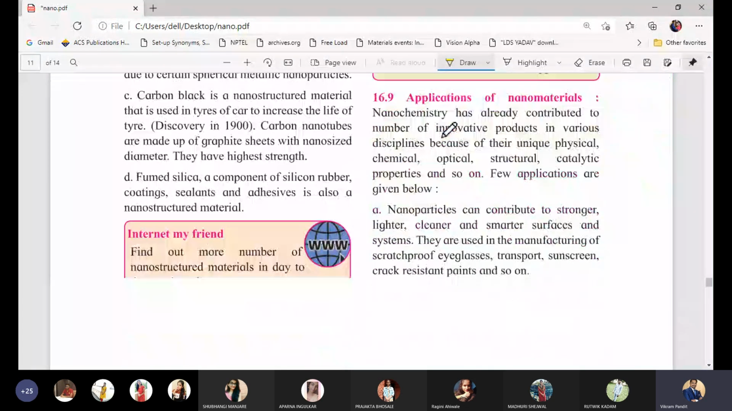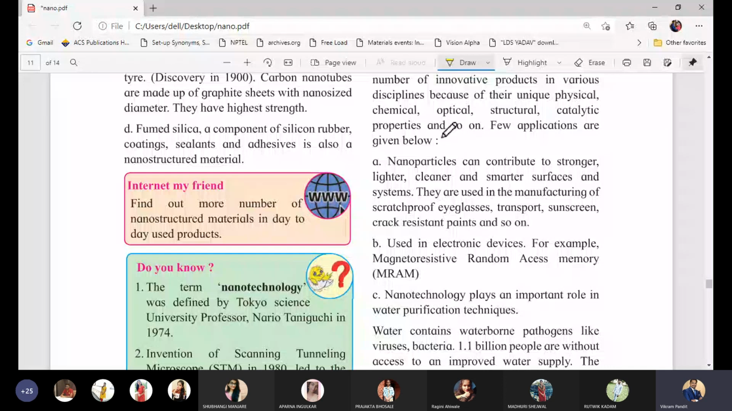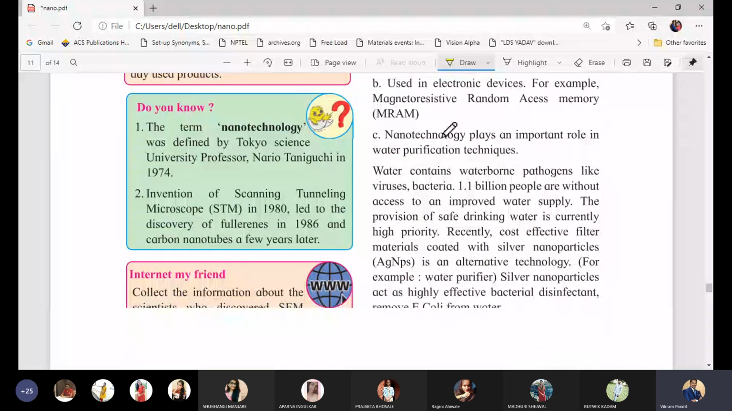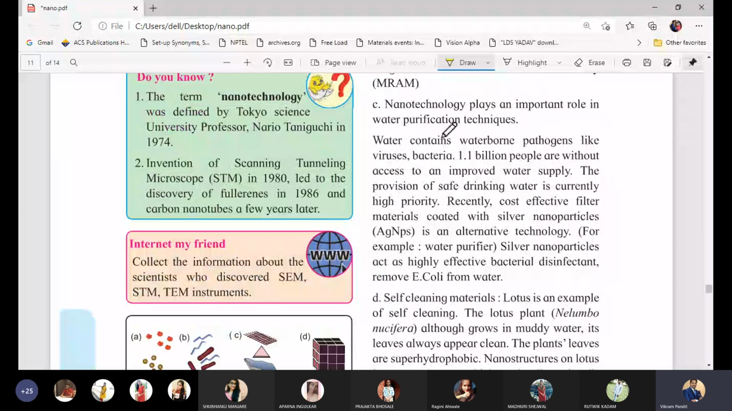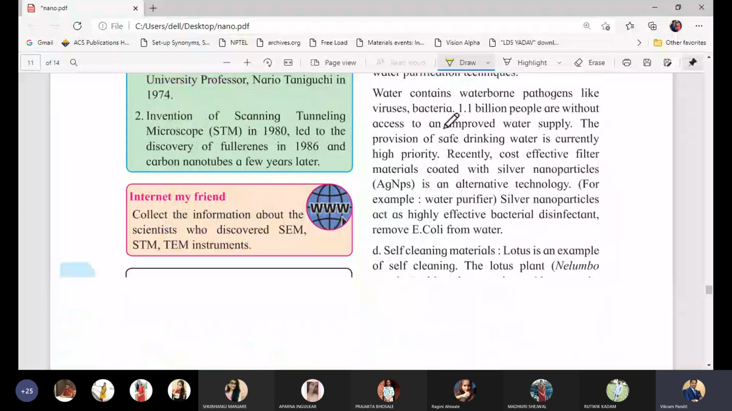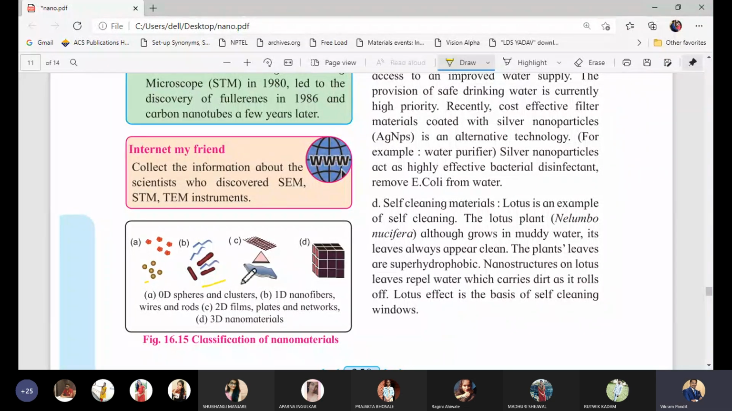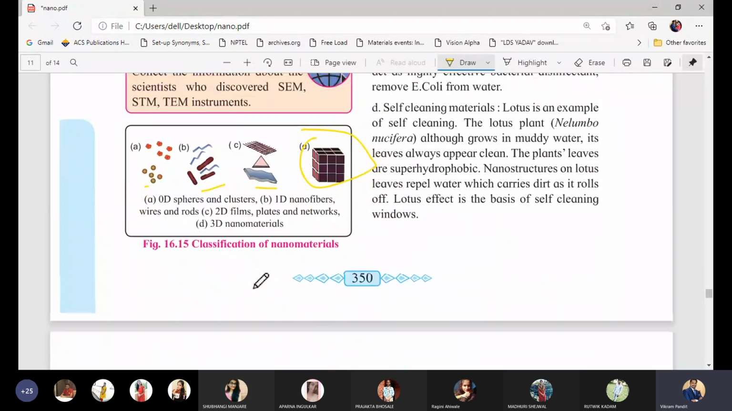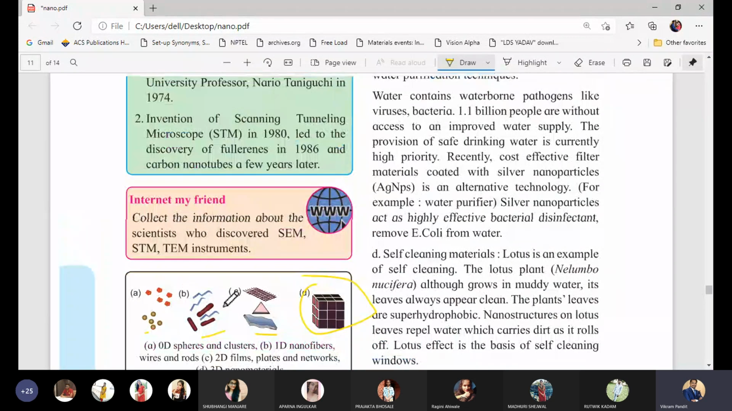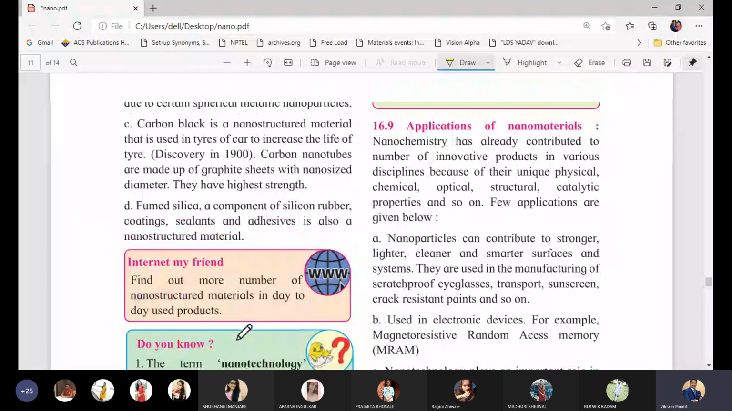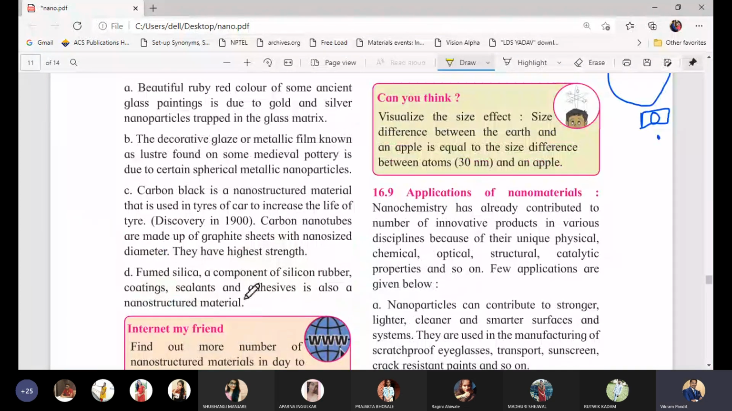Okay, so you can search on the internet a number of nanostructure materials which we are using in day to day life. Okay, so here again it is explained that this will be 0 dimensional, then this will be 1 dimensional, 2 dimensional, and this cube is a 3 dimensional thing. So that will be the classification. If the question is there, you can easily show this by using a direct diagram.